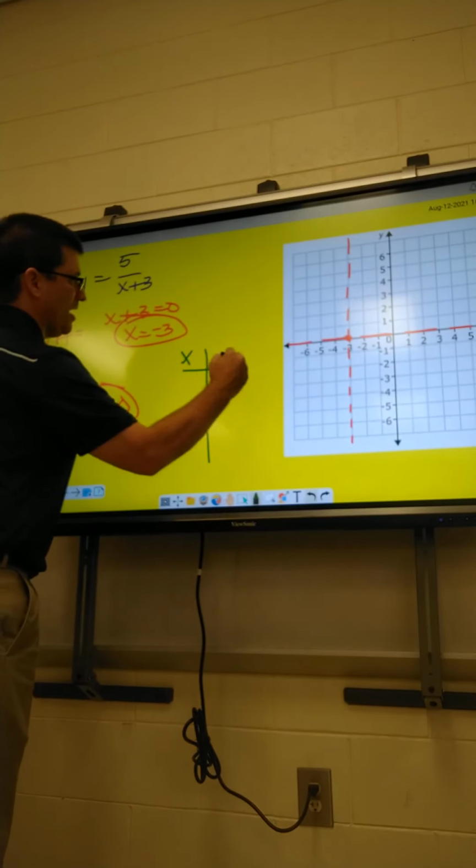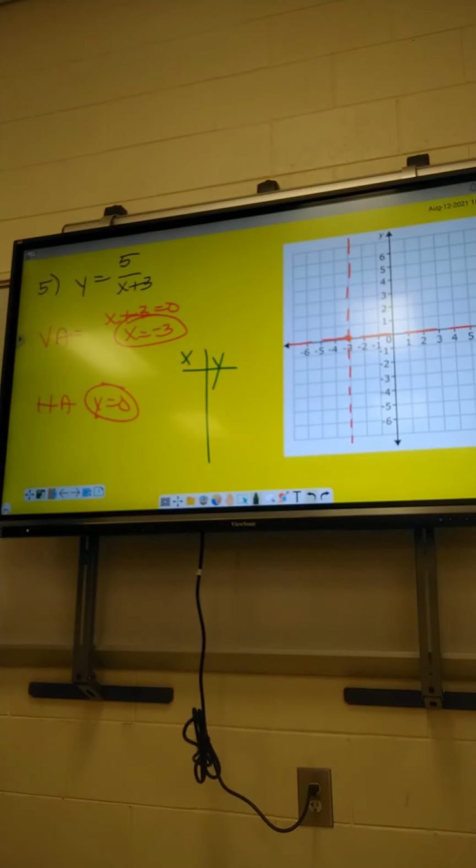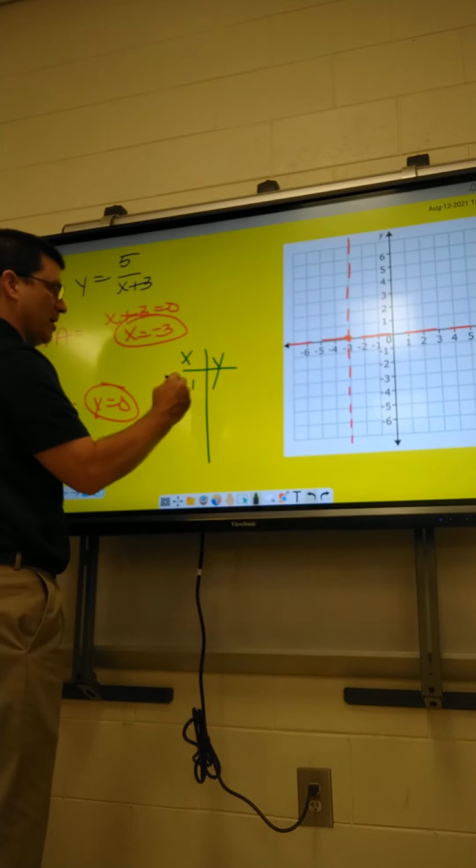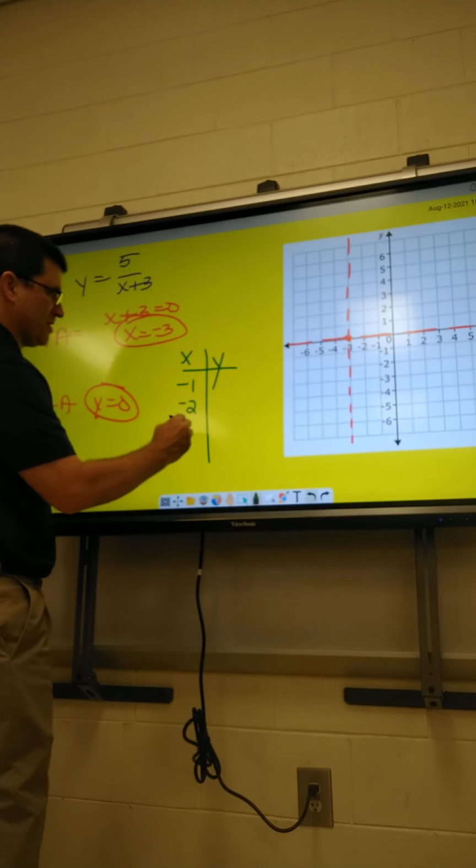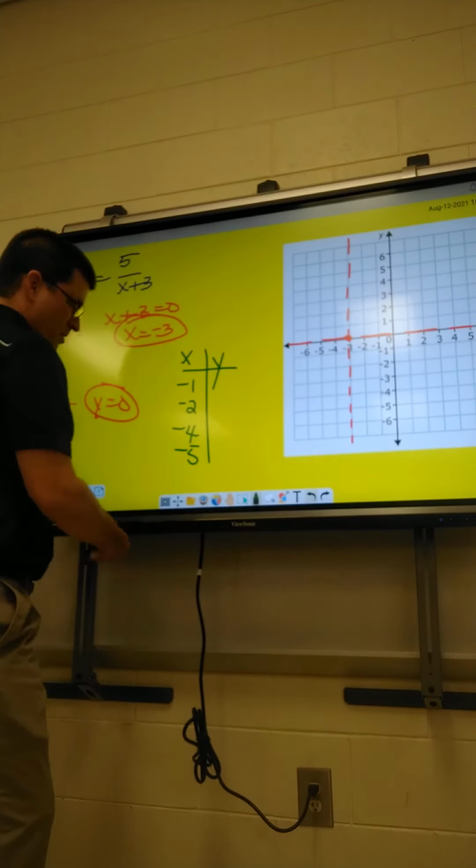All right, CJ, how do I pick my 4 numbers that go on my chart? 2 on the right, 2 on the left. Good. So 2 on the right is -1, -2. 2 on the left is -4, -5. All right, that does it, y'all. Plug them in your calculator.